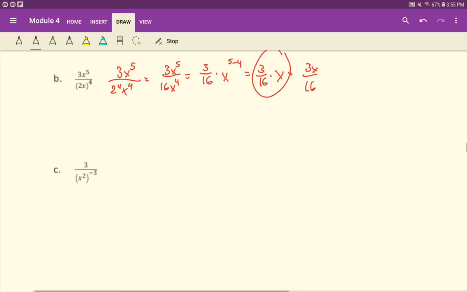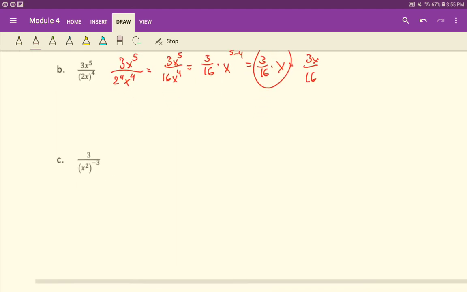All right, next one. I'll stay zoomed in here. Simplifying this, again, the numerator, there's not much we can do. We'll just leave it as a 3. The denominator, though, we have a power raised to a power. So what do we do when we have a power raised to another power? To simplify, we multiply. So we get x to the negative 6.